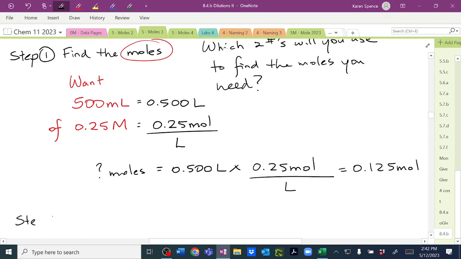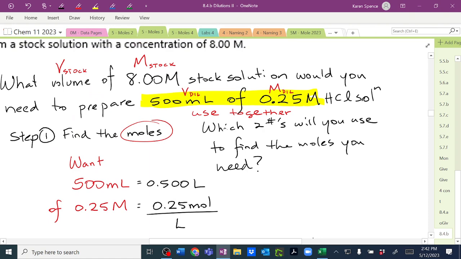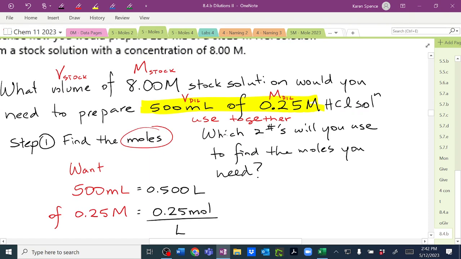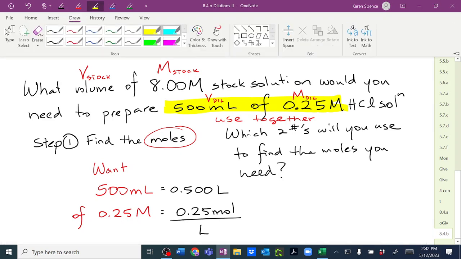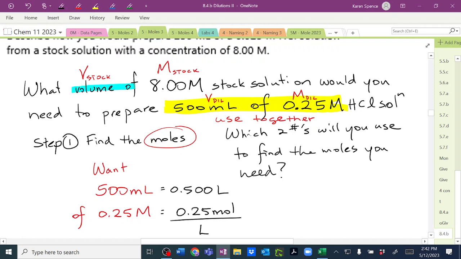Step 2. We're going to find the volume. What are we finding the volume of? Let's go back to our question. What solution are we finding the volume of? We are finding the volume of 8 molar stock. So we want the volume of the stock solution.